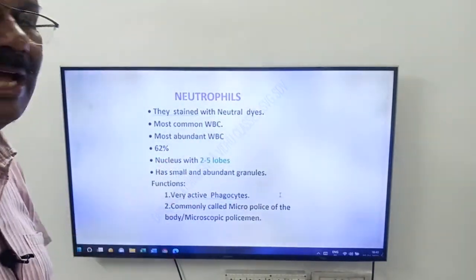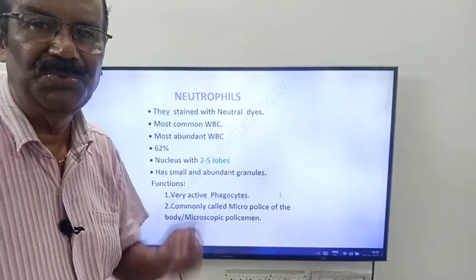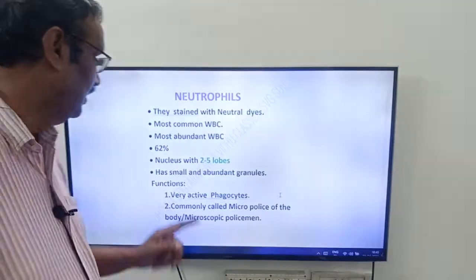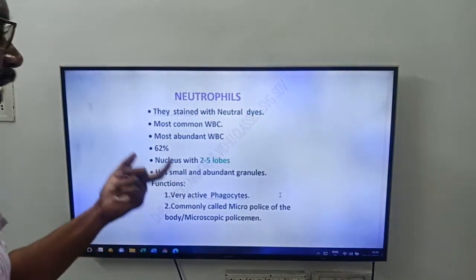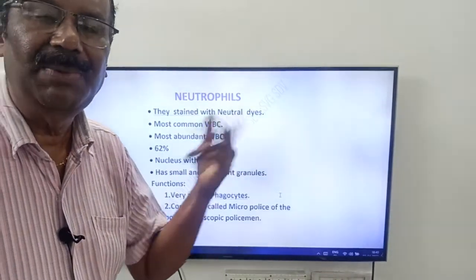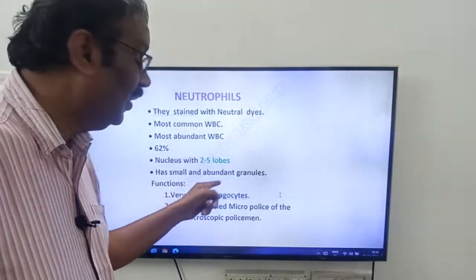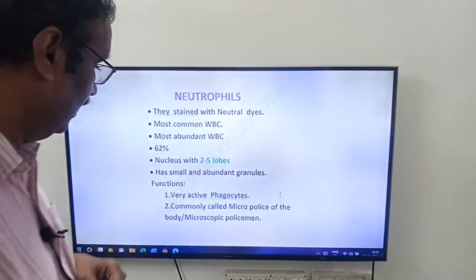See, friends, the nucleus has 2 to 5 lobes. Bilobed, 2 to 3 lobes, 2 to 5 lobes. They have small and abundant granules. The first two WBC, basophils and eosinophils, have large granules, friends. Here they have small and abundant granules.